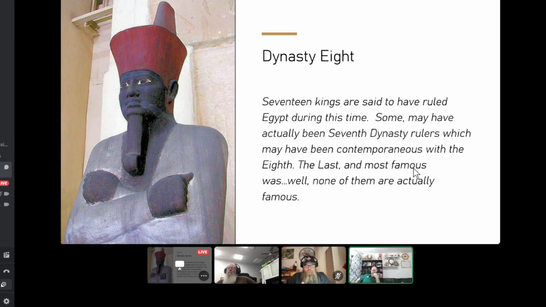Some of the 17 kings of the 8th dynasty are actually 7th dynasty rulers, perhaps, which may have been contemporaneous with the 8th. But the last and most famous was, well, actually, none of them are all that famous. And we don't even know the name of the last one for sure. All we know is that Dynasty 8 came and went in something of a blur. Some people then will say that actually Dynasty 7 and 8 should be considered the end of the Old Kingdom, and the intermediate period begins with Dynasty 9.